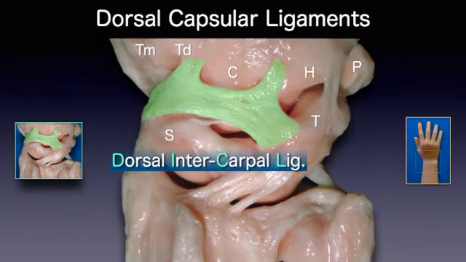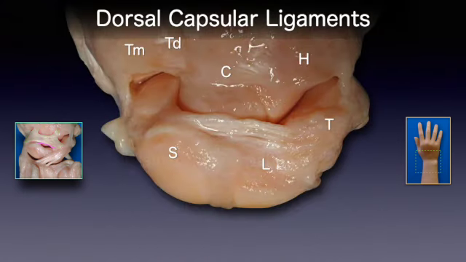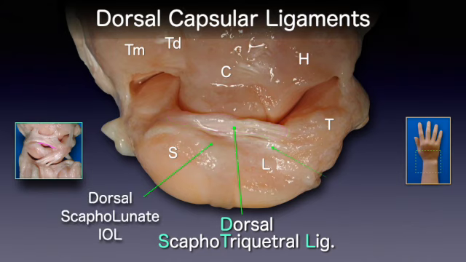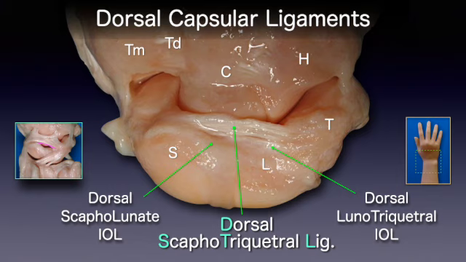The dorsal intercarpal ligament covers the midcarpal joint and attaches several carpal bones, but mainly connects the triquetrum with the scaphoid. There is also a separate bundle that connects the triquetrum with the scaphoid, and it is named the dorsal scaphotriquetral ligament. The dorsal scapholunate and the dorsal lunotriquetral interosseous ligaments exist just proximal to this dorsal scaphotriquetral ligament.